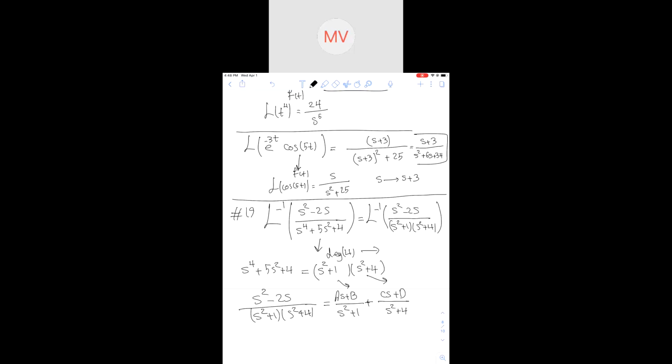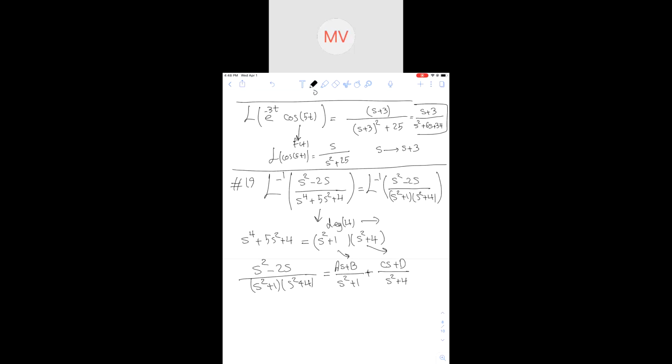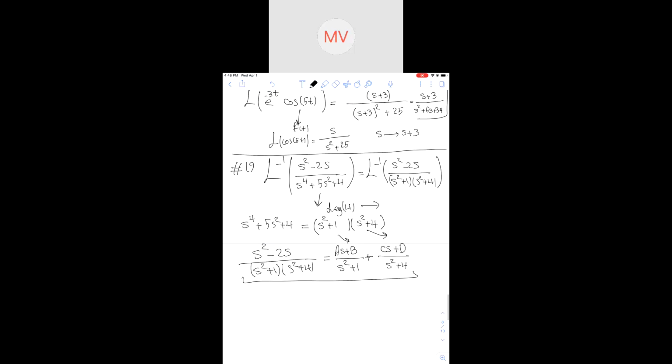Yes, it's correct, Jack. As plus b and cs plus d. You need to make sure you're including the constant terms b and d. You have to account for that. Now let's find constants a, b, c, and d for which this entire equation holds. Find the common denominator, multiply both sides by the common denominator, then collect like terms and set the coefficients on either side equal to each other.